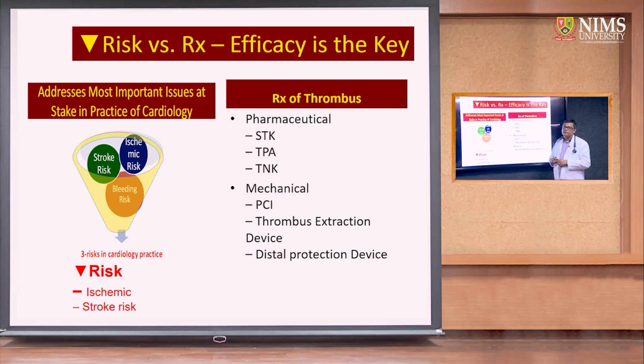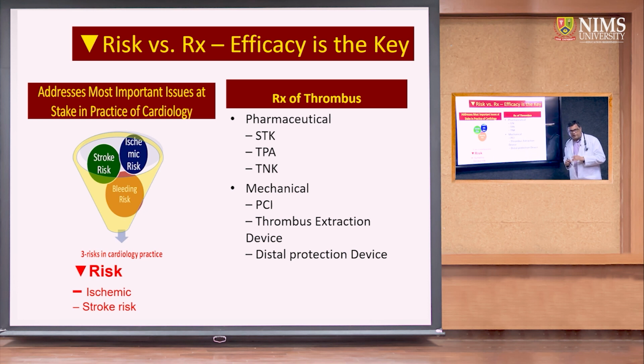The other thing is, what can clot do? The problem is that clot can go distally and block the microcirculation. So you put a distal protection device so that the clot doesn't block the peripheral bed, and meanwhile the clot will get dissolved over a period of time. So you can also use this particular kind of device. This is a distal protection device.